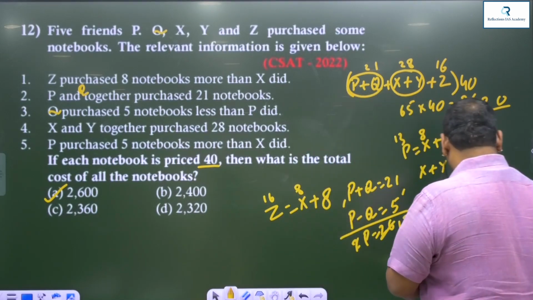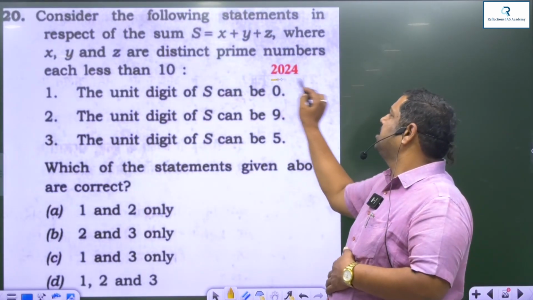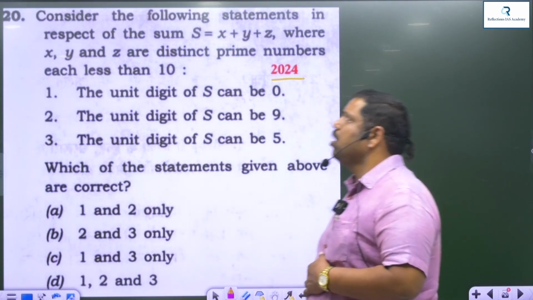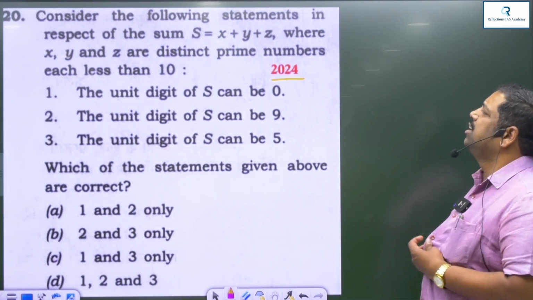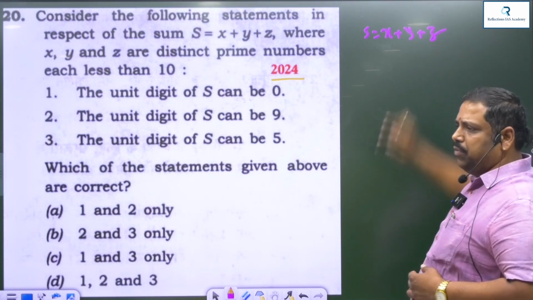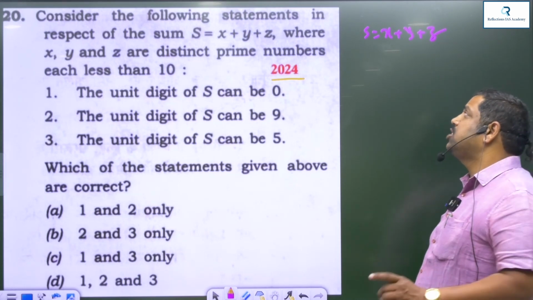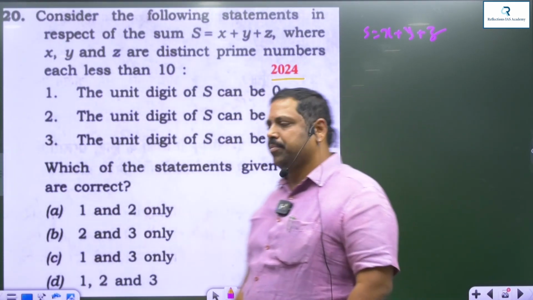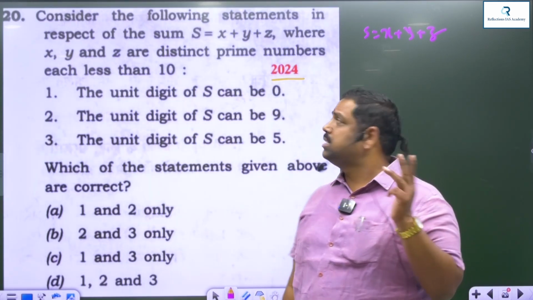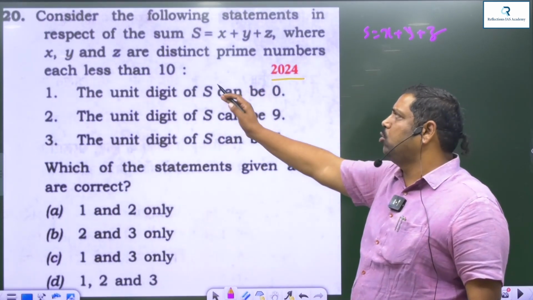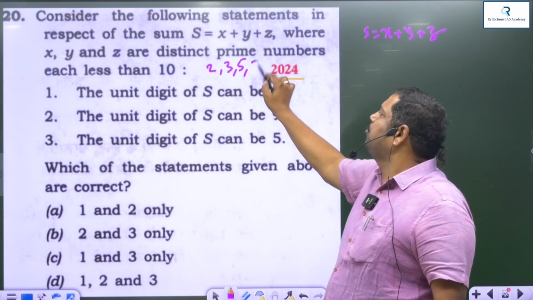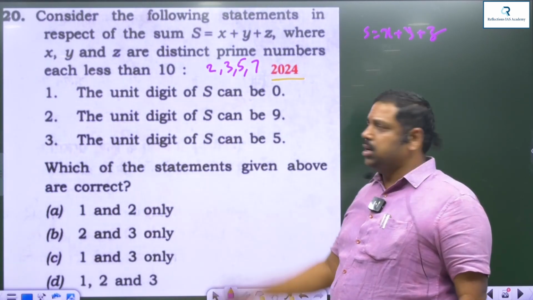Right now, let's see the next beautiful one. Here, this is a CSET 2024 question. Consider the following statement. In respect of the sum S is equal to X plus Y plus Z, where X, Y and Z are distinct prime numbers, each less than 10. The prime numbers are 2, 3, 5, 7. Okay. He said distinct prime numbers. I don't know even or odd. We have only 3 variables X, Y, Z, but we have 4 values. Am I right?